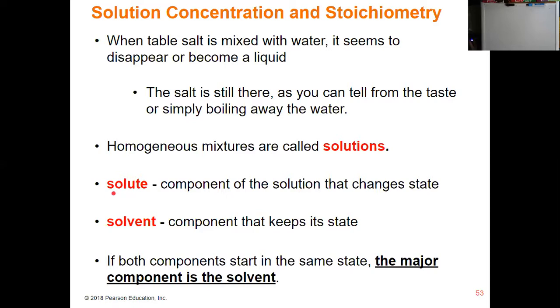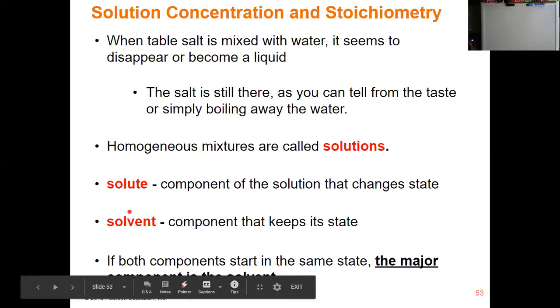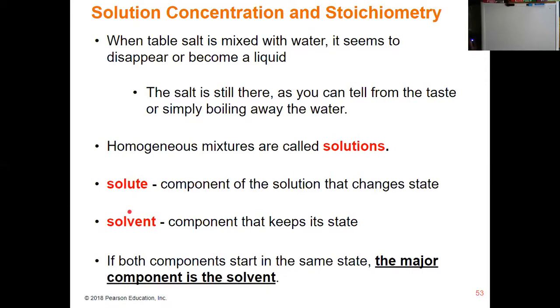The solvent is the other stuff. So the solvent is going to be the major part of the solution. It's also going to be the part of the solution that keeps the same state throughout. So if it starts as a liquid, it's going to end as a liquid. If you look at the example up top, when table salt is mixed with water, it seems to disappear, become liquid. So now we have two components here. We have a salt component and a water component. The salt dissolves, it changes state, and it becomes a liquid. So in our mixture, the salt would be the solute and the water would be the solvent.